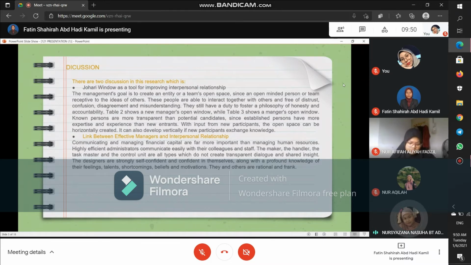The second one is the link between effective managers and interpersonal relationship. Communicating and managing financial capital are far more important than managing human resources. Highly efficient administrators communicate easily with their colleagues and staff. The maker, the handler, the taskmaster, and the control unit are all types which do not create transparent dialogue and share insights. The designers are strongly self-confident, with a profound knowledge of their feelings, talents, shortcomings, beliefs, and motivations. They are also rational and frank.